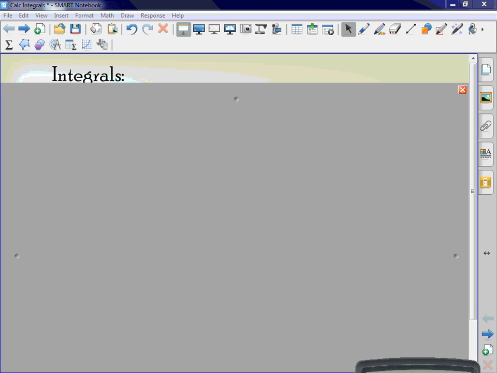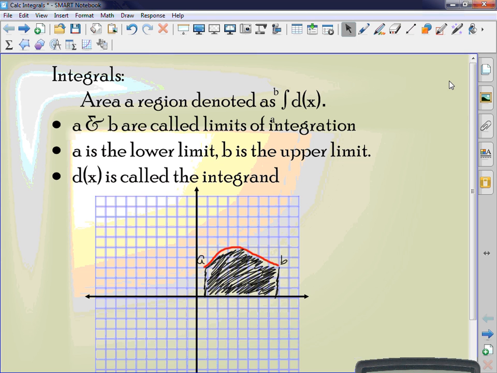Today we're starting integrals. We already know about integrals. We've already taken these parts of the notes. An integral is just the area of a region.